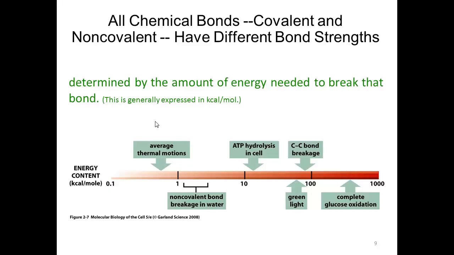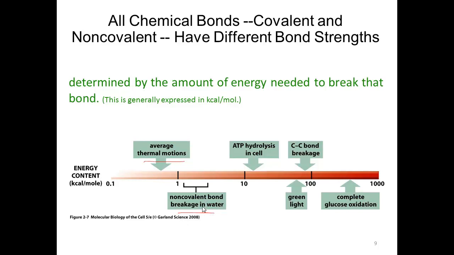Review material from lectures 2 and 3, which I've combined because of the snow day. This shows the relative scale of some important benchmark energies in biology. Average thermal motion at the temperature of life is about 0.6 kilocalories.